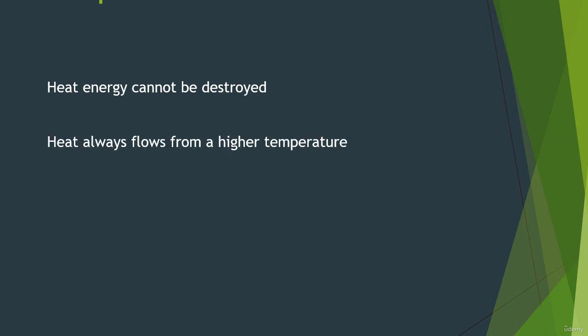So second is that heat always flows from a higher temperature region to a lower temperature region. If we have two spaces, one having hot air and one a cold space, then after some time the temperature of both spaces will reach the same level, because heat always transfers from a higher temperature region to a lower temperature region.